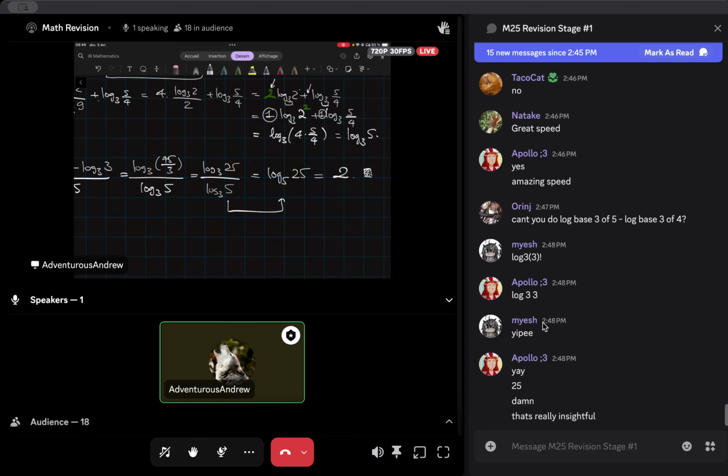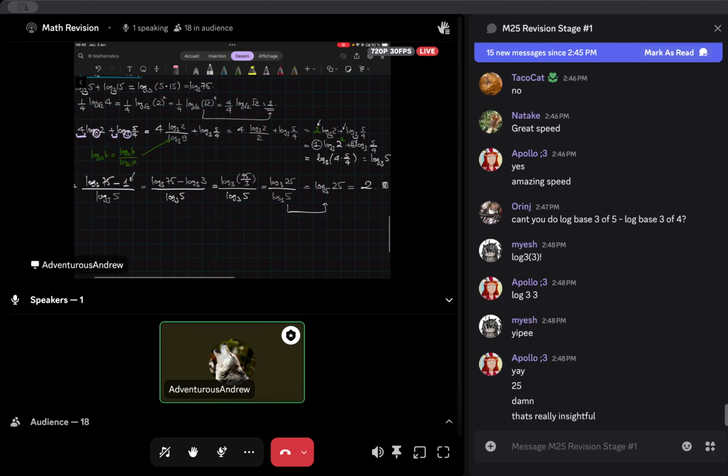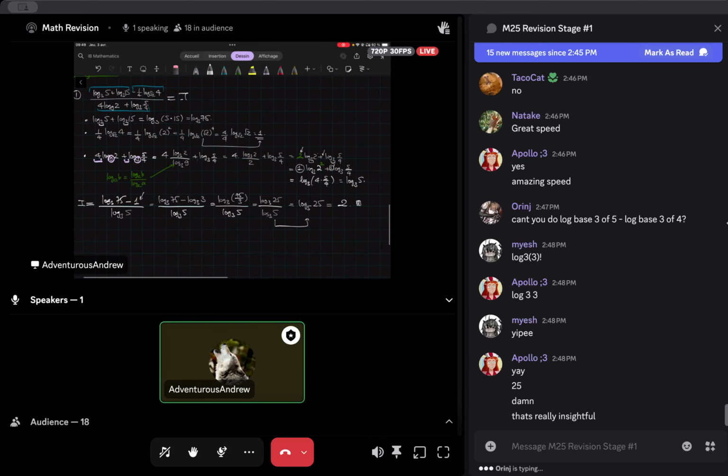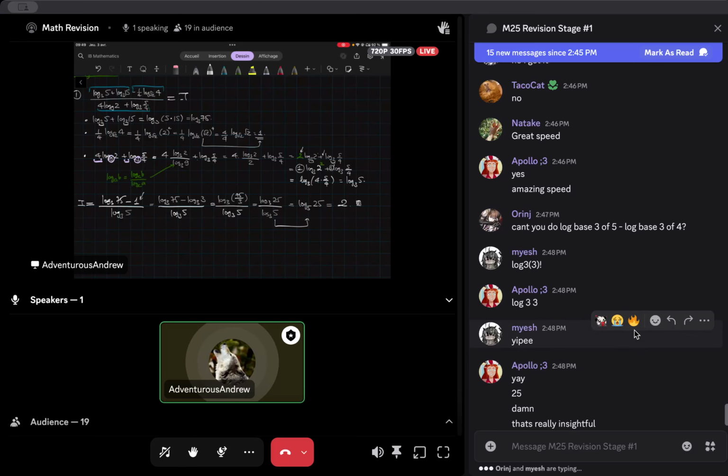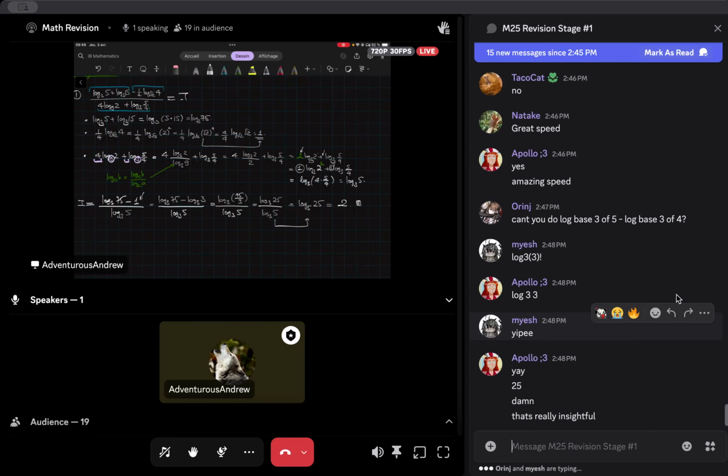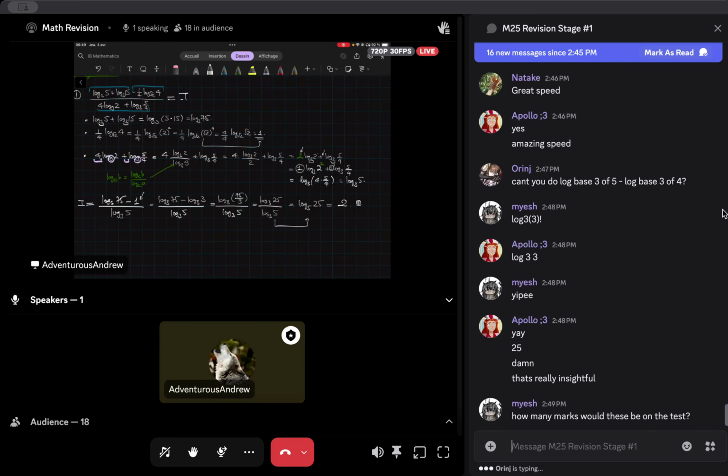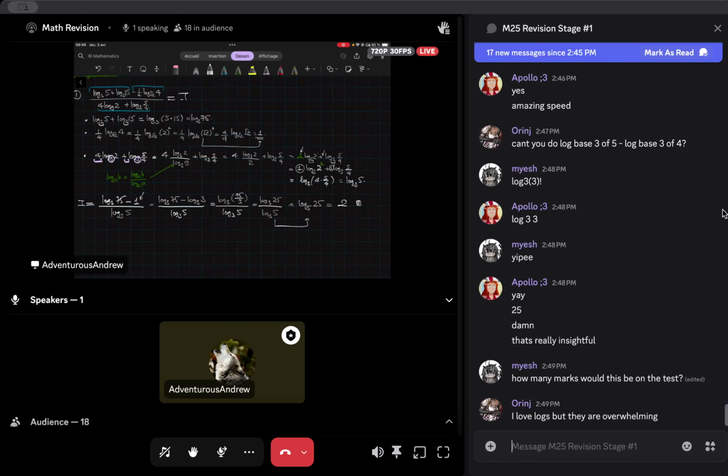Yeah, this question took me about 10 minutes to write. Because I really want one single example to encapsulate everything you've seen in logarithms. So it can be a bit overwhelming, but it basically shows you all the techniques. 6, probably.